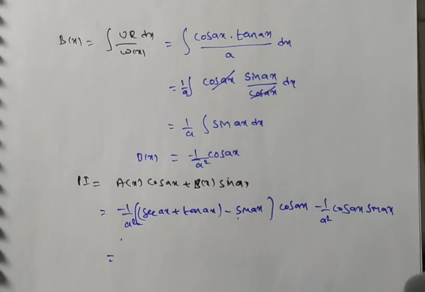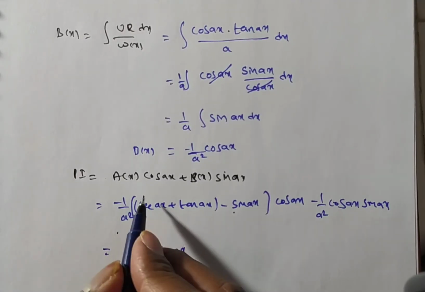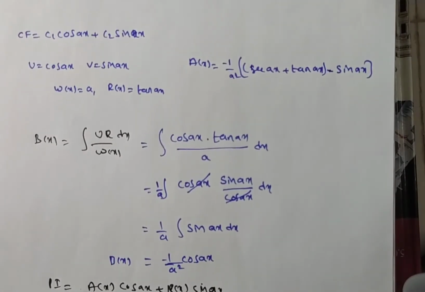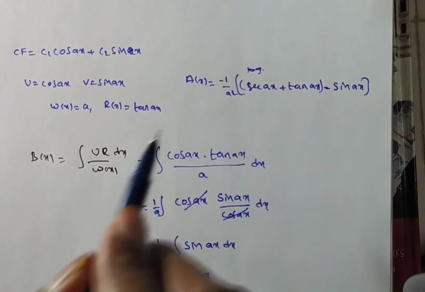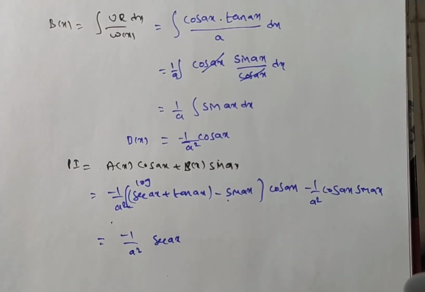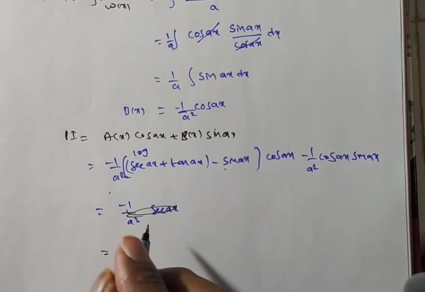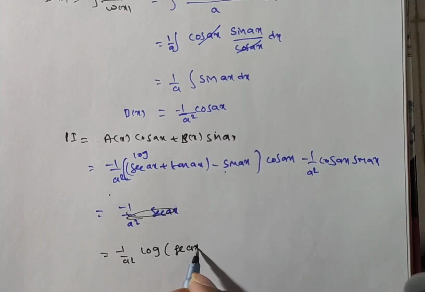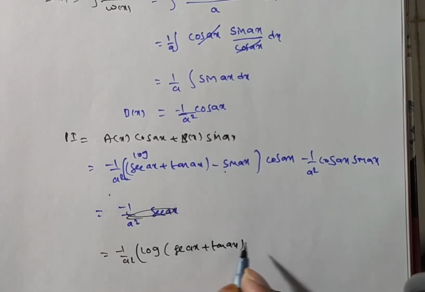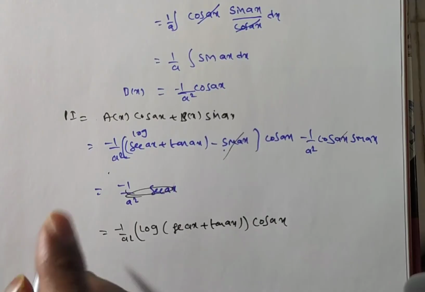So both are getting cancelled. Then in this case the particular integral will be minus 1 by a square times secant ax. Okay. Sorry, a of x is log of secant ax plus tan ax. I have written wrongly, because what is the integration formula of secant ax? Log of secant ax plus tan ax. Yes or no? So I will write here minus 1 by a square times log of secant ax plus tan ax into cos ax. So these two are getting cancelled in this case. Okay, this is the particular integral.